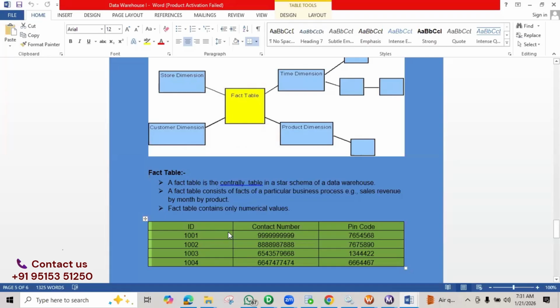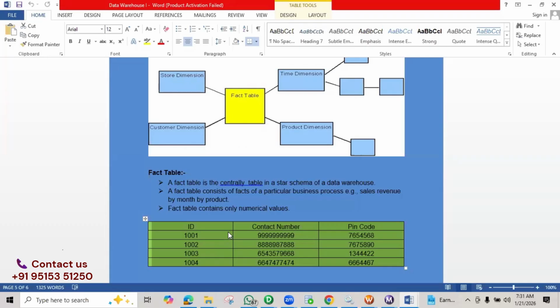So what is the fact table? A fact table is a centrally located table which will be available under the star schema or snowflake schema. It will contain foreign keys and it is mandatory that it contains only numerical values. Apart from numerical values, it will not contain any data. Okay, any question? What is the fact table?